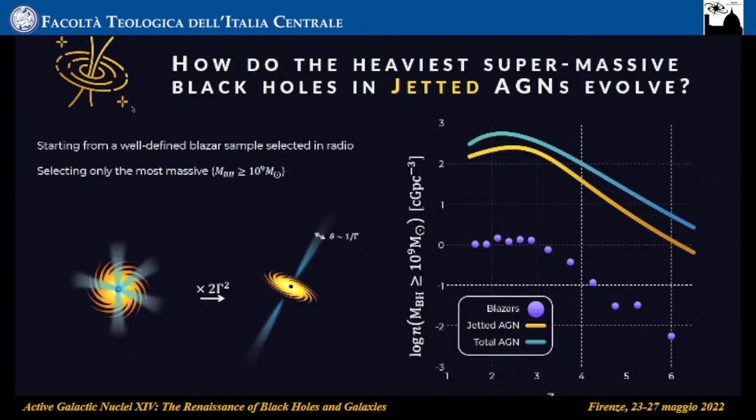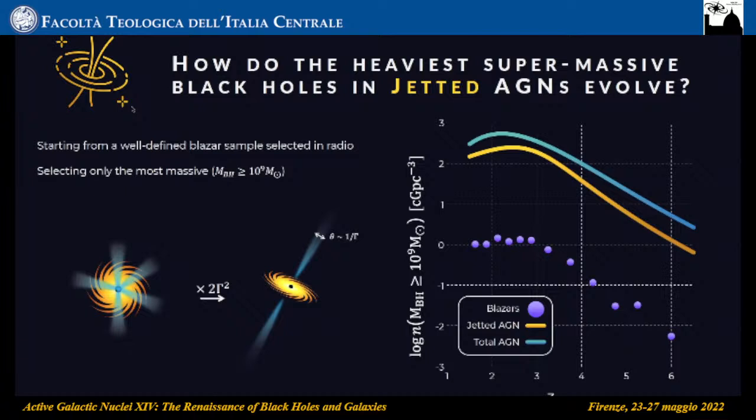The result can be seen in the plot on the right, with the golden curve representing the jetted AGN number density, the purple points representing the blazars from which we derived the golden curve, and finally the blue curve representing a quasar luminosity function integrated from the minimum luminosities of our sample up to infinity, which should include all the AGNs with similar masses.